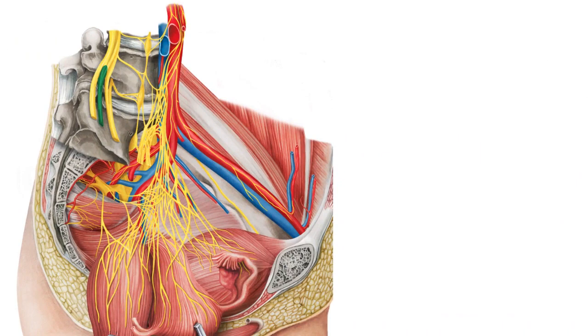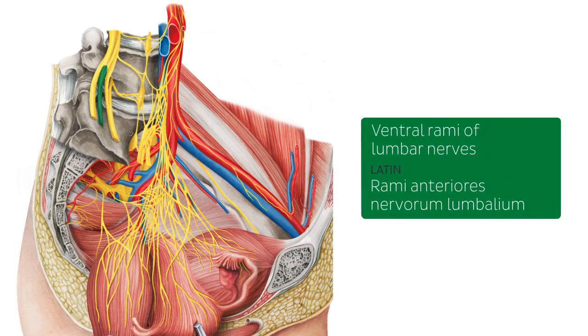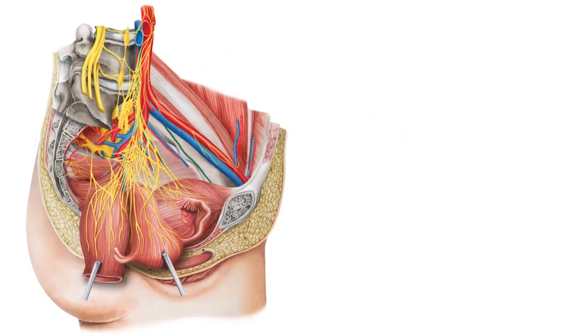And we're now highlighting here on the image, as you can see, the ventral rami of the lumbar nerves. Now these rami form the lumbar plexus, which includes several nerves of the pelvic cavity and the thigh. The ventral rami of the lumbar nerves form the lumbar plexus from L1 to L4, which is something worth keeping in mind.